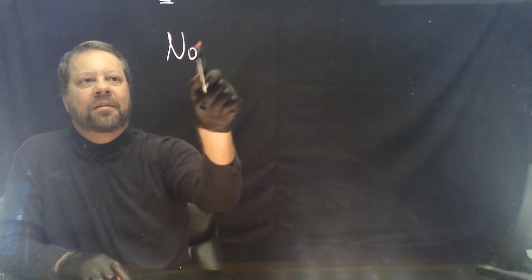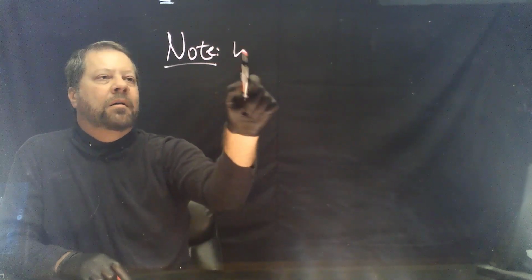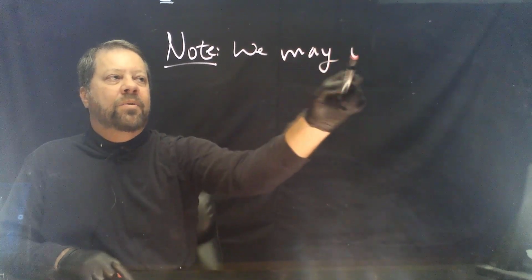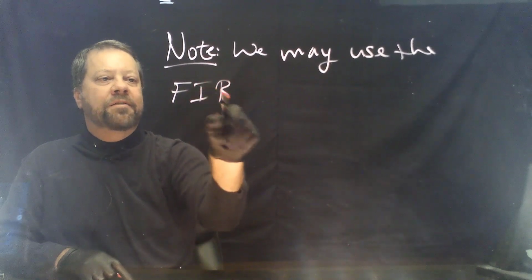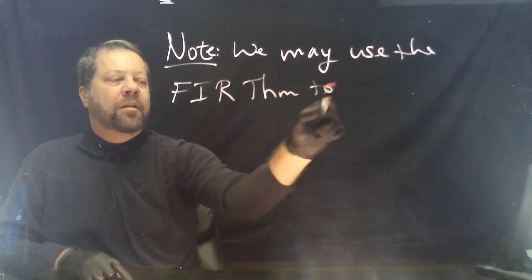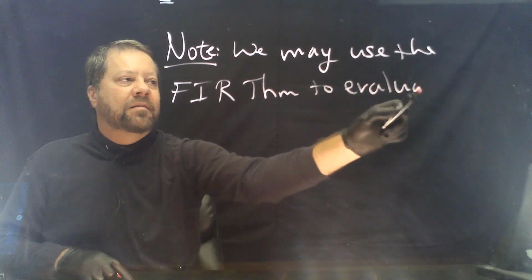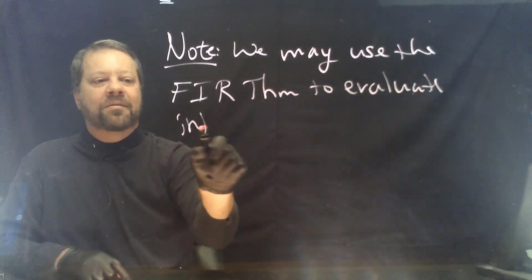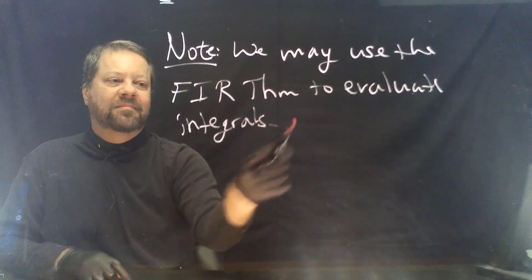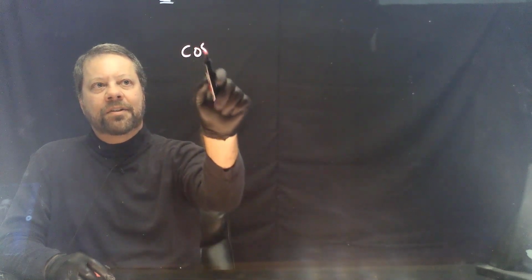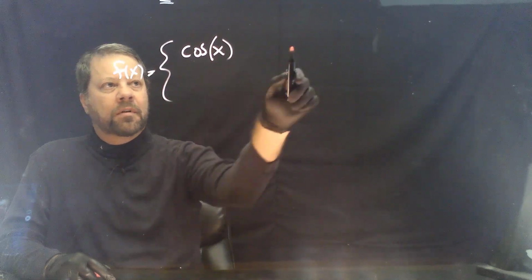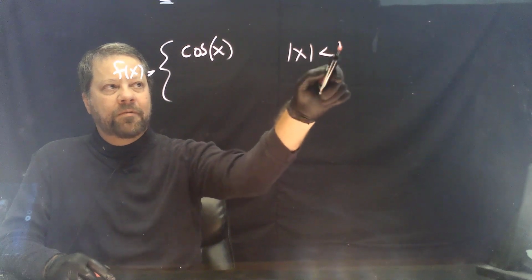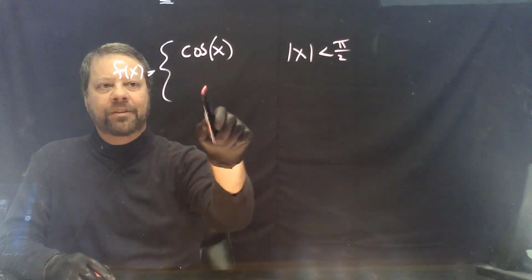Note, we may use the Fourier integral representation theorem to evaluate integrals. As a hasty example, let's consider the function cosine of x for x values between negative pi over 2 and pi over 2 and 0 otherwise.